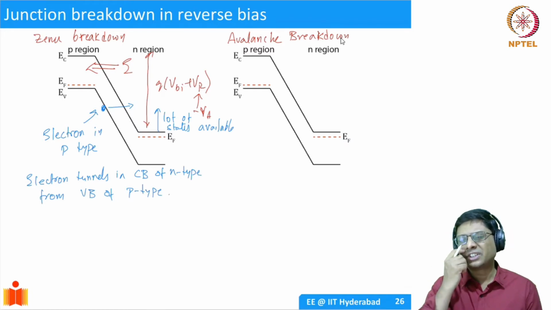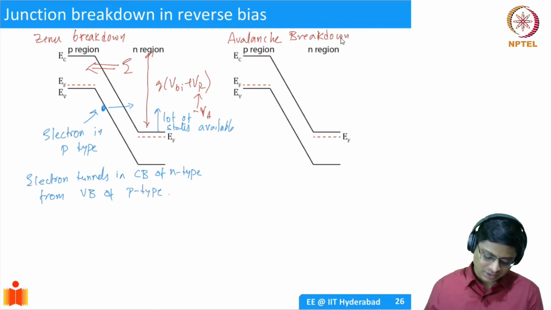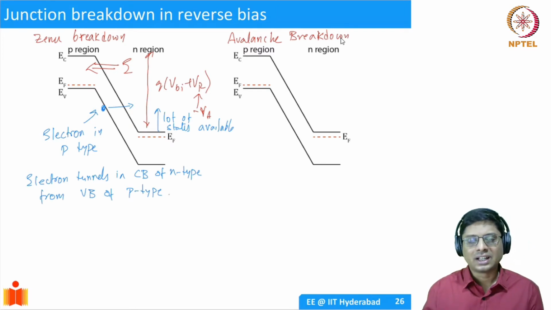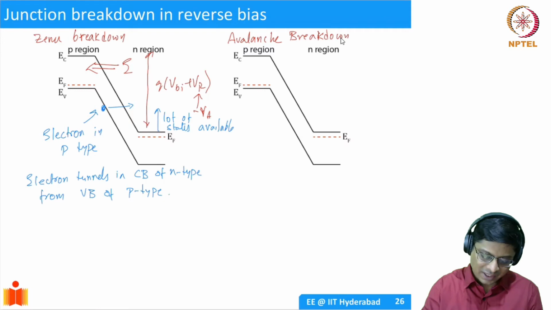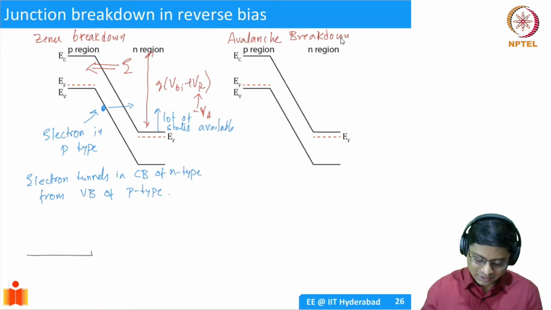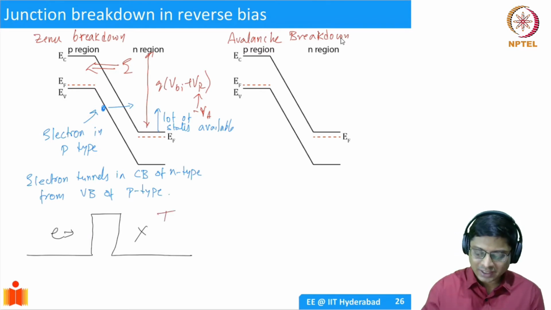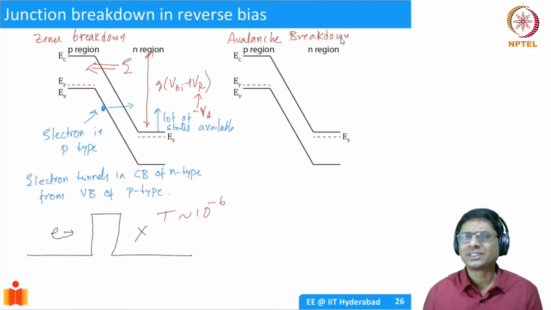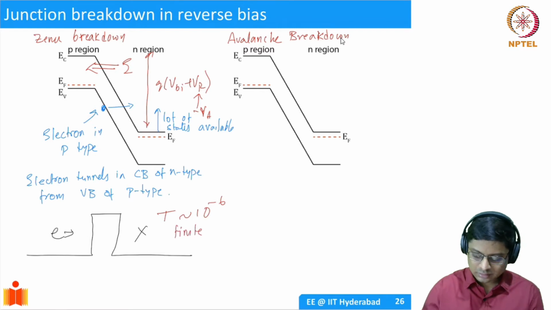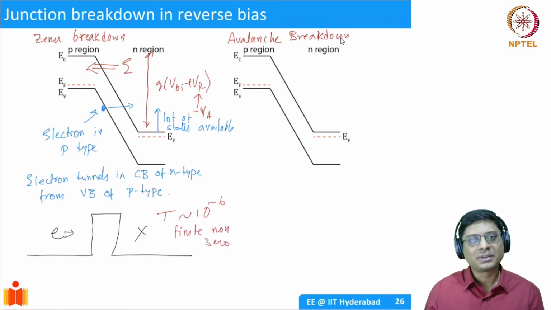Remember, we mentioned tunneling in the first couple of lectures, in passing actually. So what is tunneling? This is the energy barrier, right? As you increase the voltage, the energy barrier becomes narrower and narrower. That's all. But you still have a barrier. If you have an energy barrier like this, and you have an electron incident on it, what happens? We said that in classical mechanics, there should not be any probability of finding an electron here, but quantum mechanically, there is a certain finite tunneling probability. It could be 10 power minus 6, 10 power minus 4, whatever. There's going to be some finite non-zero probability.